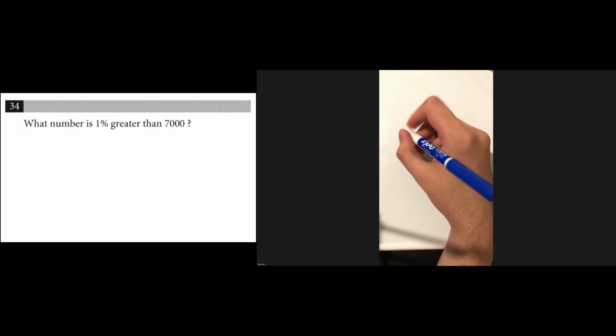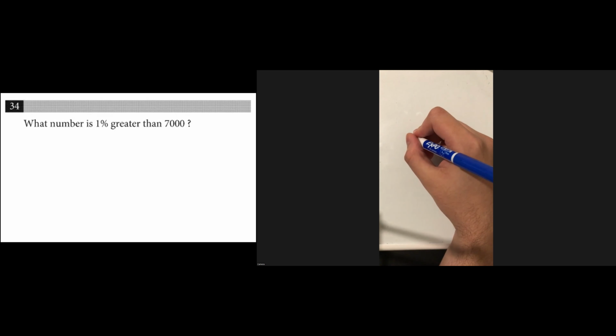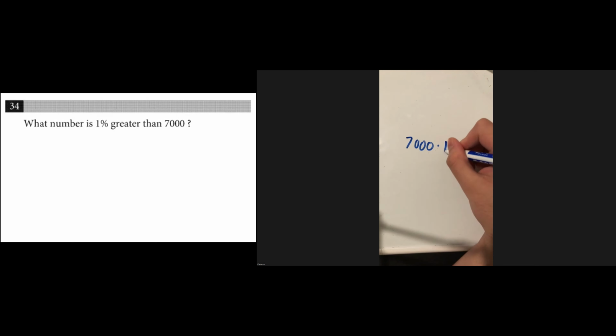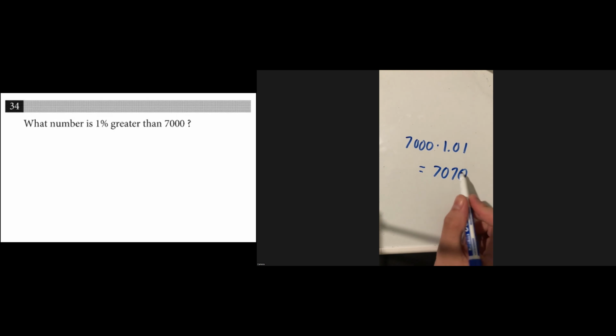Okay, so for this one, it asked us what number is 1% greater than 7,000. So we just have to find out what is 1% of 7,000, and then add it to 7,000. So it'd just be 7,000 times 1.01, which is equal to 7,070. And that is the correct answer, 7,070.